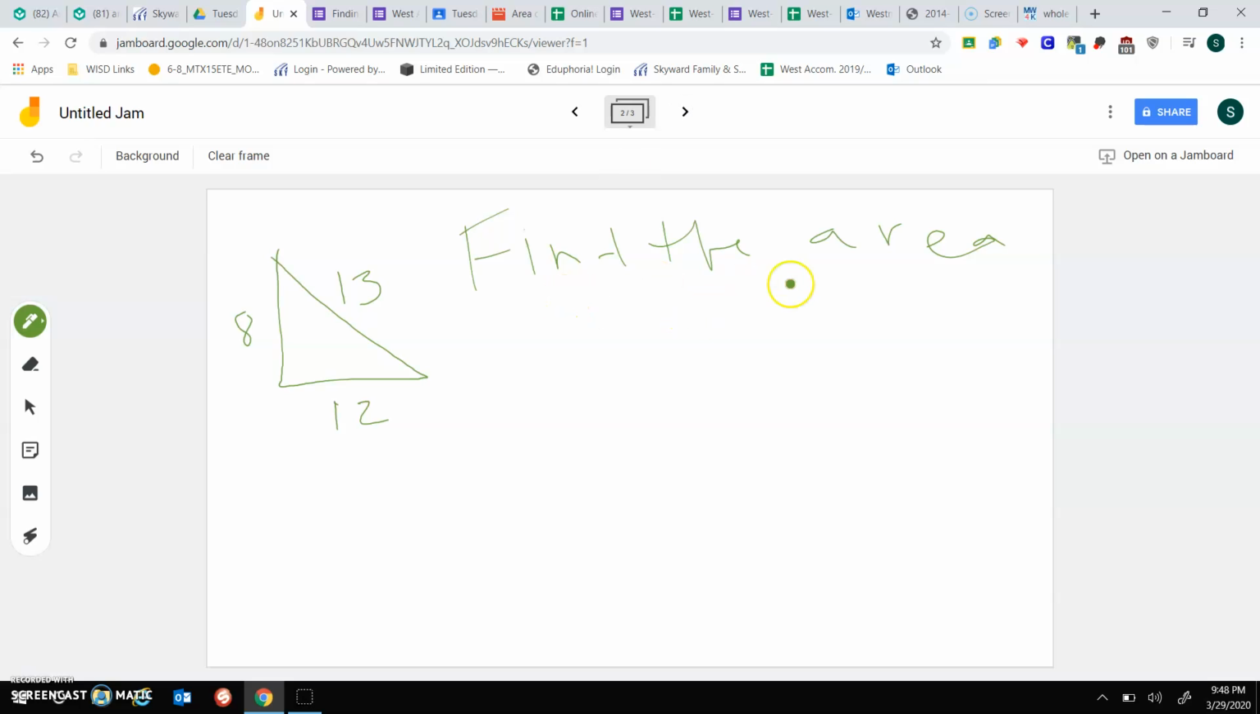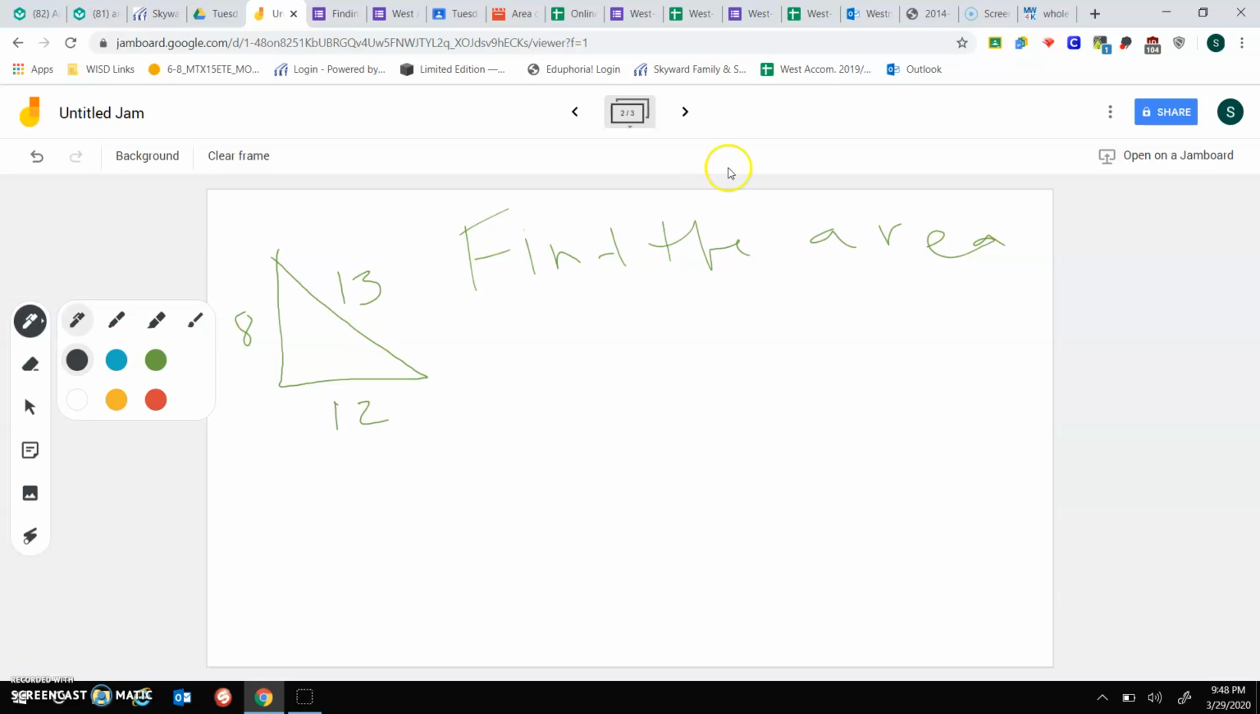The first example says find the area. Go ahead and draw this down, and I'll pause for 2 seconds. Draw this down. Okay, so when finding the area, we first have to identify the shape. Well, what shape is this? Well, Coach West, this is a triangle. Yes, this is a triangle.